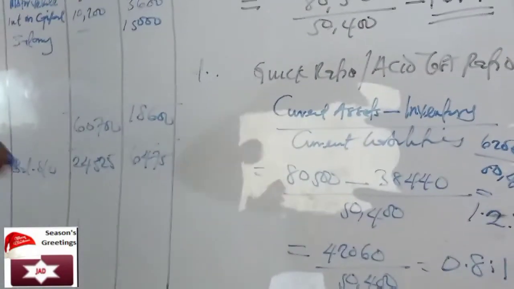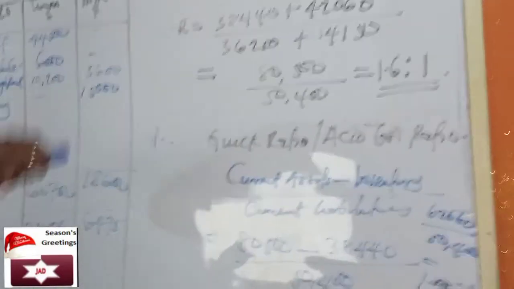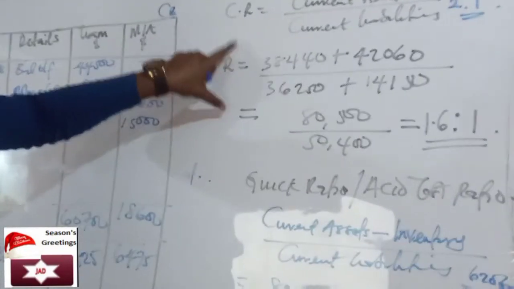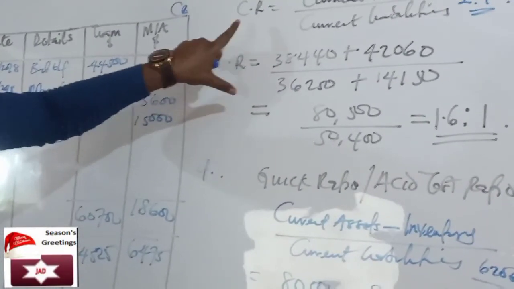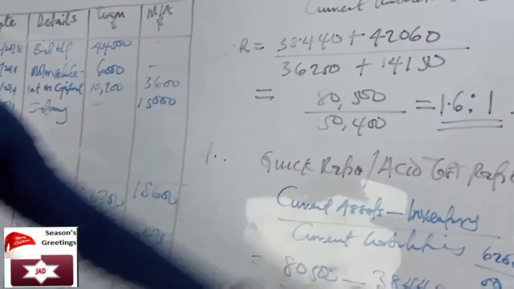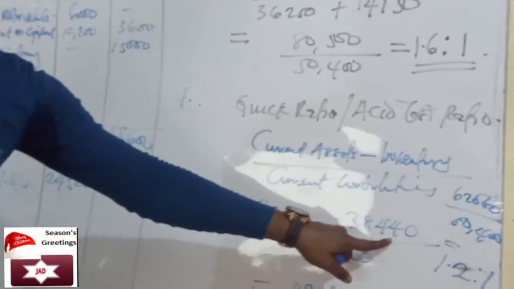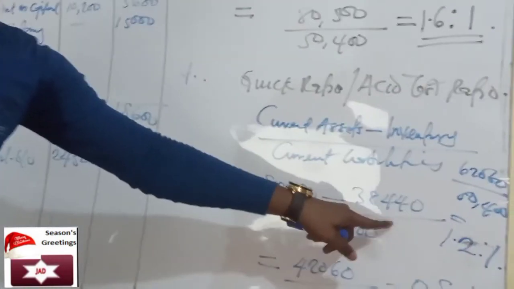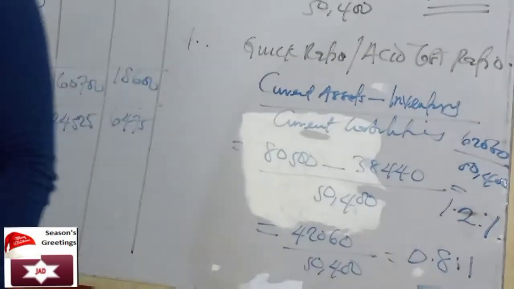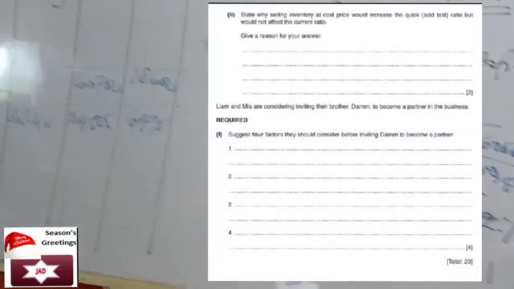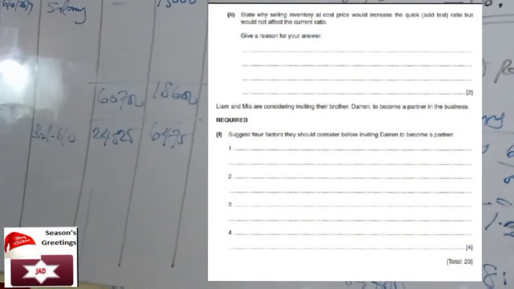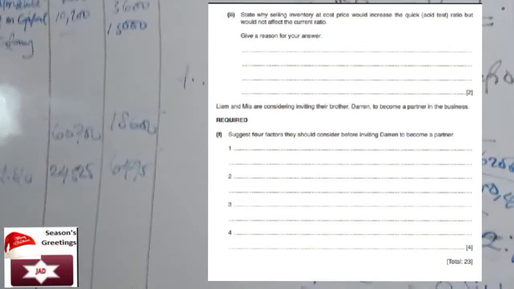So what we're saying is, if you sell the stock at cost price, it will have no effect on the current ratio because all your current asset items include stock. But if you sell at cost price, the quick asset ratio will change because you do not include the stock item. And because you have sold at cost price, it will have turned into cash that will form part of the current assets.